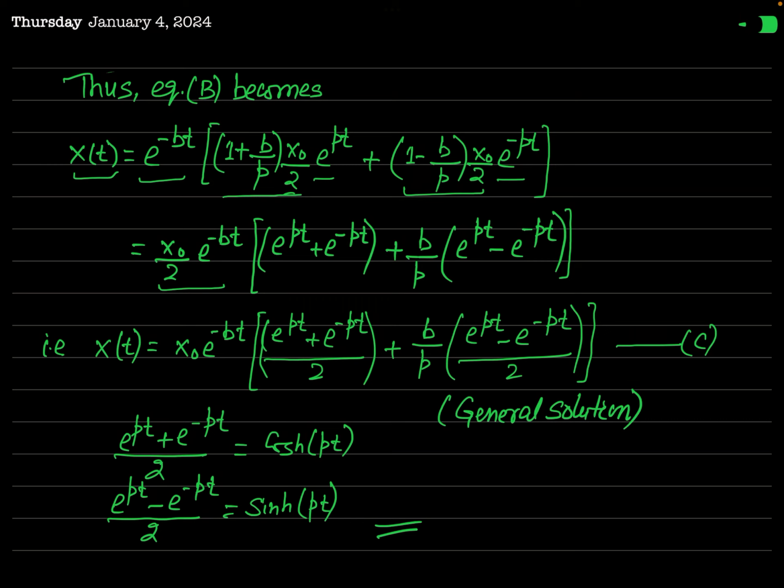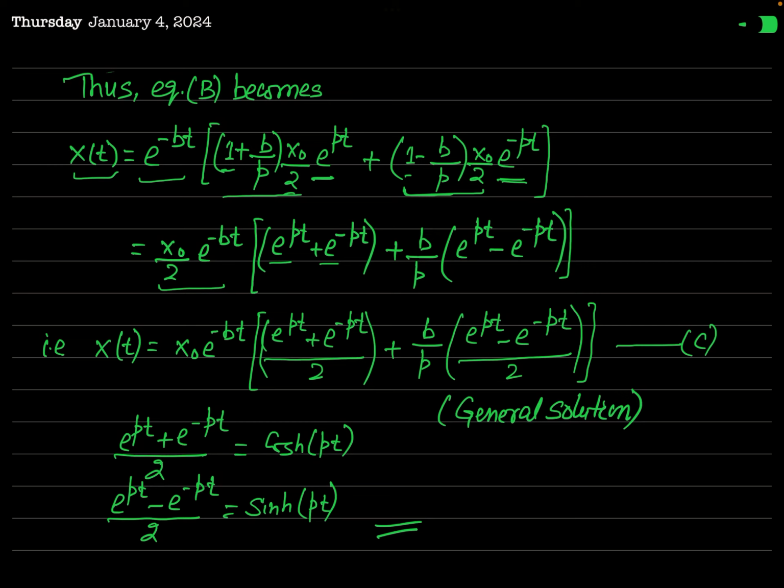So see this equation. This is x naught by 2 times e to the power minus bt times 1 plus b by p times e to the power pt plus 1 minus b by p times e to the power minus pt. Now let us multiply the exponential factor to the terms inside the bracket. So 1 times e to the power pt, this will be e to the power pt. Okay. And in the second term, 1 times e to the power minus pt. So this is plus e to the power minus pt.